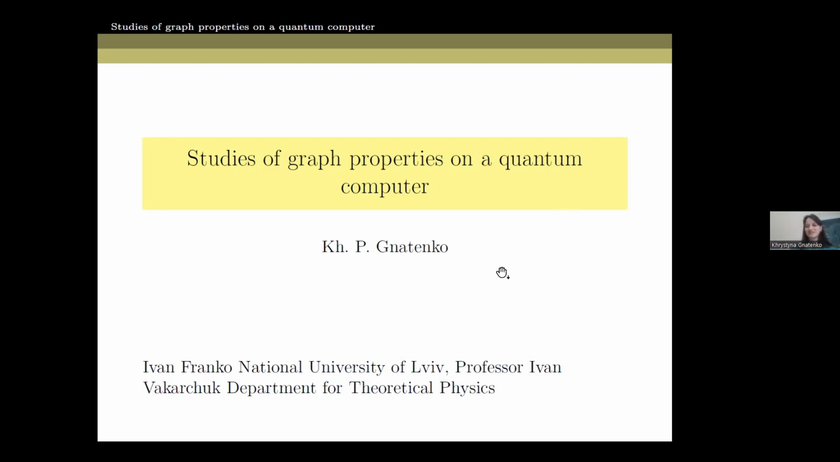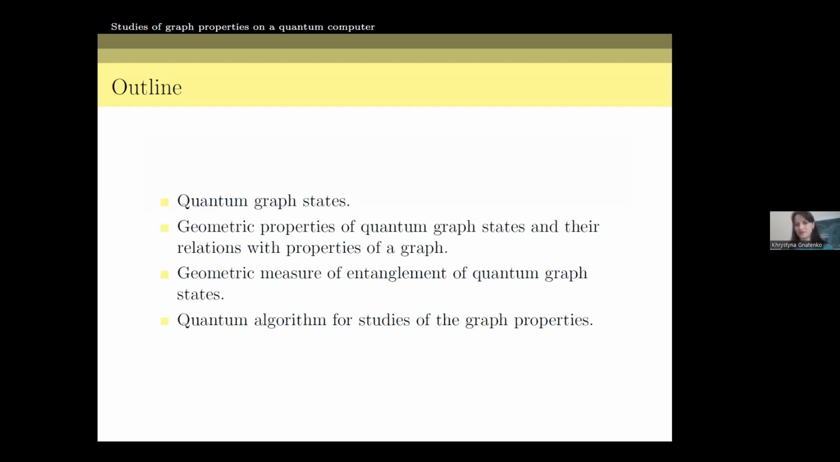So the outline of my presentation is the following. First of all, I would like to say a few words about quantum graph states, their structure. Then we discuss geometric properties of quantum graph states, and we found relation of these properties with properties of graph. Then we will discuss the geometric measure of entanglement of quantum graph states and its relation with degree of vertex in a graph. And the final stage will be the quantum algorithm for studies of graph properties and our results obtained on IBM's quantum devices. So let us start.